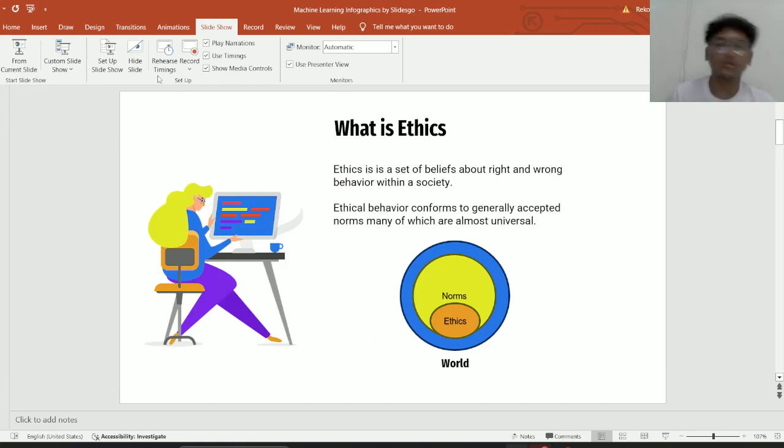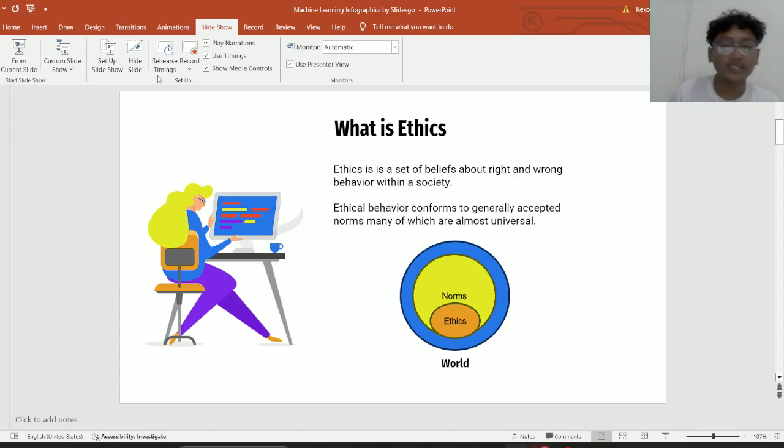Okay, first of all, we're going to talk about ethics. What is ethics? Ethics is a set of beliefs about right and wrong behavior within a society. So ethics is the way we behave about right and wrong. Ethical behavior conforms to generally accepted norms, many of which are almost universal. So when you talk about ethics, it's connected to norms. Norms are the rules that are made to make sure that we know which one is right and wrong.